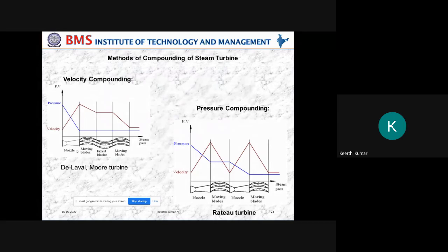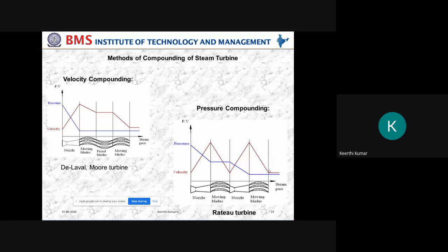I'll repeat again. The name for the velocity compounded turbine is De Laval or Curtis turbine. Here the arrangement is nozzle, moving blade, fixed blade, moving blade. What is reducing here? Velocity is reducing. In the pressure compounding, the name of the turbine is Rateau turbine. What is reducing? Pressure is dropping down. The arrangement is nozzle, moving blade, nozzle, again moving blade. At the exit, we have low pressure and low velocity, but at the inlet of the turbine, the velocity and pressure are high. This is what we expect.